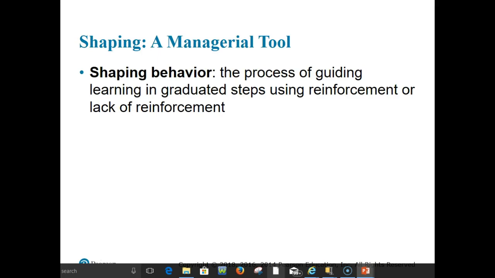Now, because learning takes place on the job as well as prior to it, managers are concerned with how they can teach employees to behave in ways that most benefit the organization. Thus, managers will often attempt to mold individuals by guiding their learning in graduated steps through a method called shaping behavior. Now, 4 ways to shape behavior include positive reinforcement, negative reinforcement, punishment, and extinction.